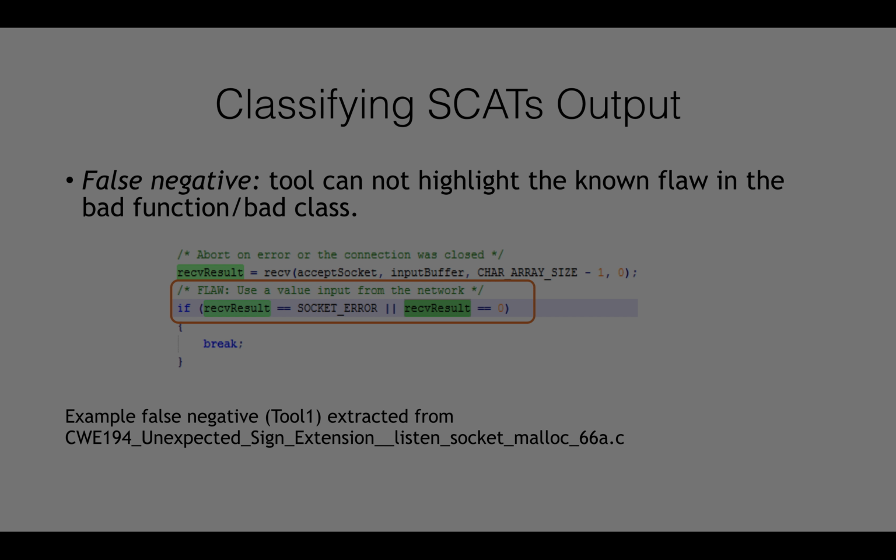In this slide, we're going to discuss the false negative. The warning can be considered a false negative if the tool cannot find the known defect in the source code. For example, in this test case, tool 1 didn't find the CWE 194 defect, so we can consider this warning a false negative. In the next slides, we will discuss our experimental results.